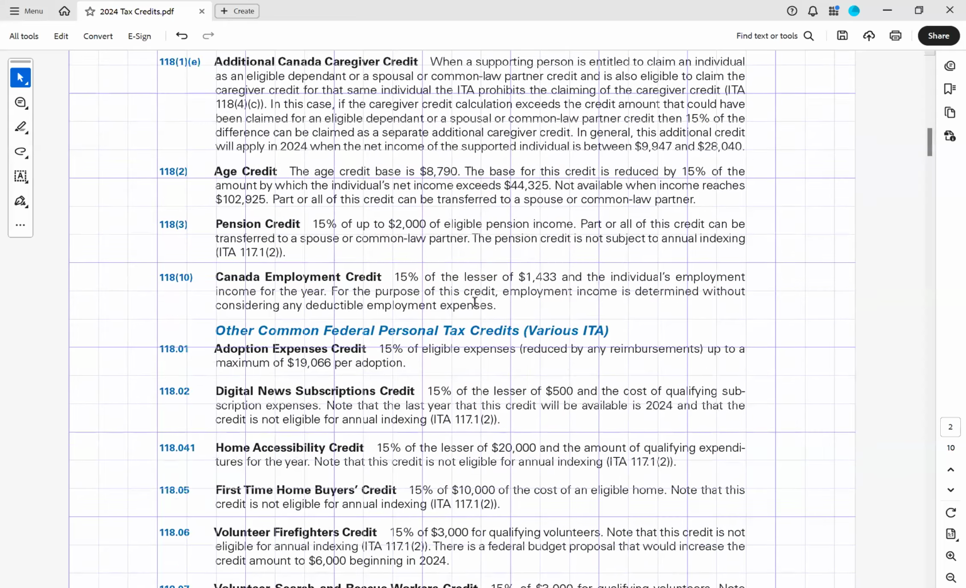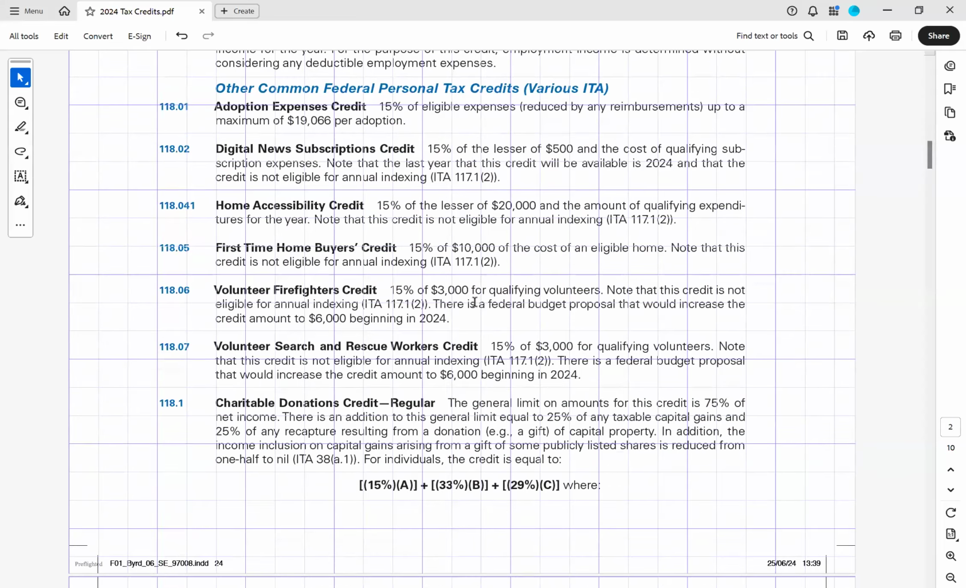Scroll to the next page. The second one from the bottom, volunteer search and rescue, right above that is volunteer firefighter. But once again, you can't claim both. And once again, she only volunteered for search and rescue. So that's the only one she would qualify for.